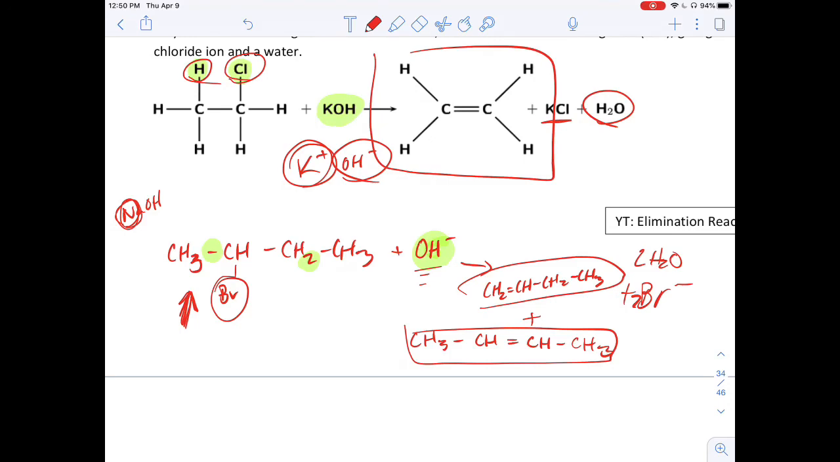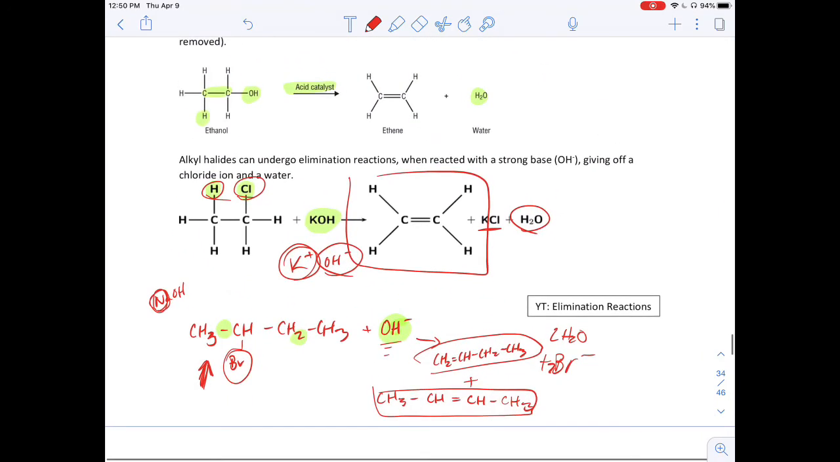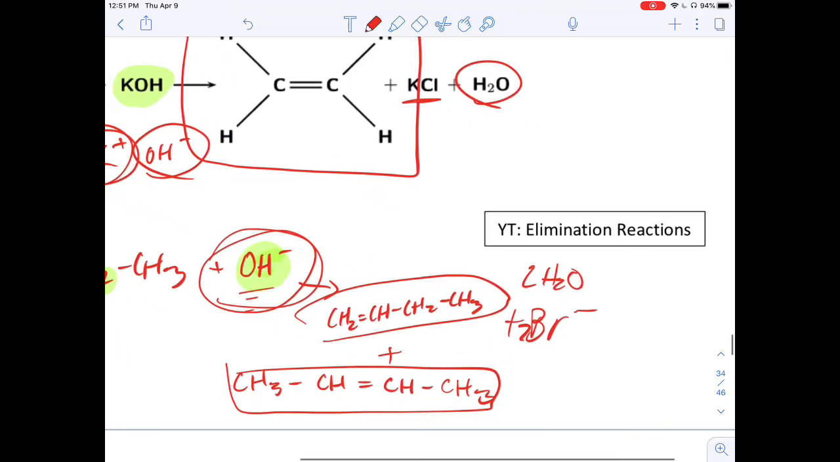So an elimination reaction will happen with an alcohol or with an alkyl halide. If it's an alcohol, they usually have an acid catalyst. If it's an alkyl halide, they'll have a hydroxyl. And you should be able to predict what the products are as well as their names.